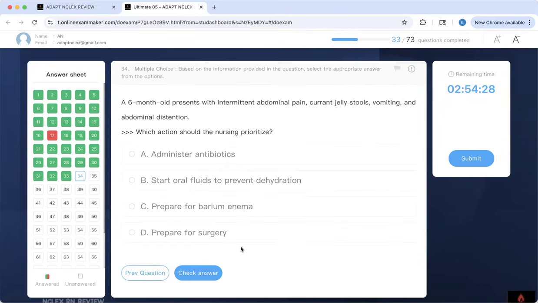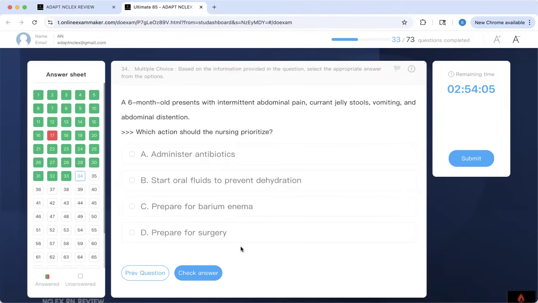A 6-month-old presents with what? Intermittent abdominal pain, currant jelly stool, vomiting, abdominal distension. A bunch of buzzwords. Put it together. You know the diagnosis because I know you see one word there that should give you the answer. Which action should the nurse take? Administer antibiotic, start oral fluid to prevent dehydration, prepare for barium enema, and prepare for surgery.